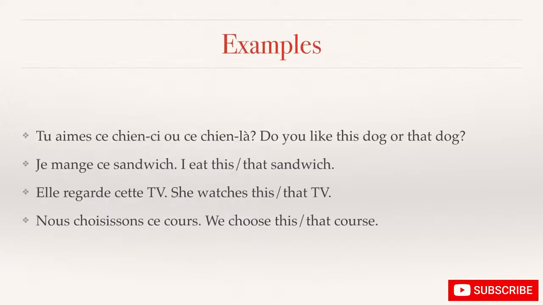So just some examples. Tu aimes ce chien-ci ou ce chien-là? Do you like this dog or that dog? Je mange ce sandwich. I eat this or that sandwich. It doesn't really matter. Elle regarde cette télévision. She watches this or that television. So it doesn't matter again. Nous choisissons ce cours. We choose this or that course. Again, it doesn't matter. They're just specifying that it's this or that specific course.